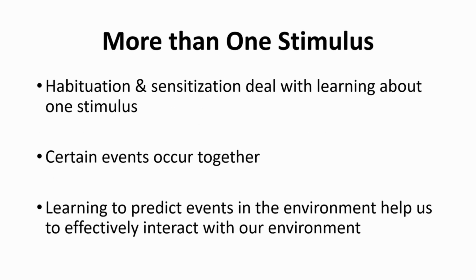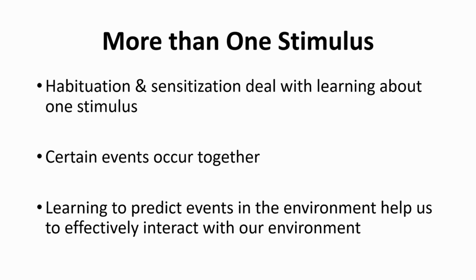Now, up to this point, we've talked about habituation and sensitization, which involves just learning about one stimulus. Now, if we just had one stimulus and that was the only way we could learn, we'd be fairly restricted in what we could learn. The world is a lot more complicated than a single stimulus could ever hope to encompass.